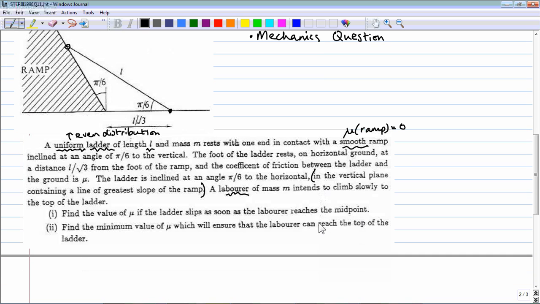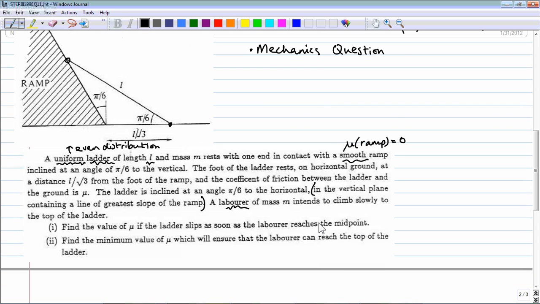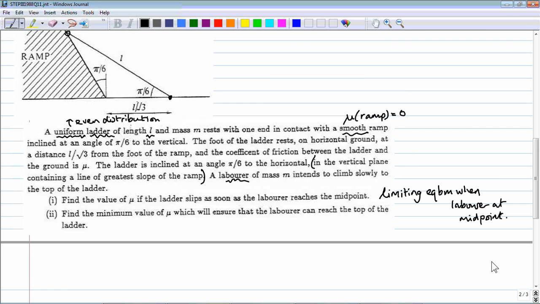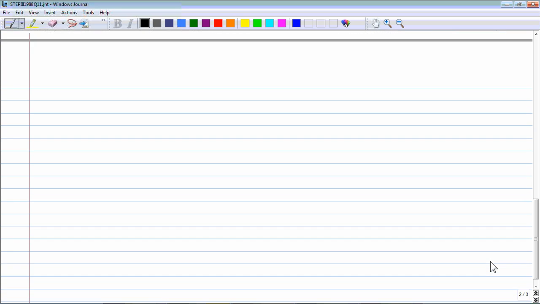Okay, so what does this statement mean? It means limiting equilibrium when labourer at midpoint. So to find the value of mu, we're going to have to assume that the labourer is standing at the midpoint of the ladder and that this is giving limiting equilibrium. Okay, so let's start drawing some force diagrams for this.